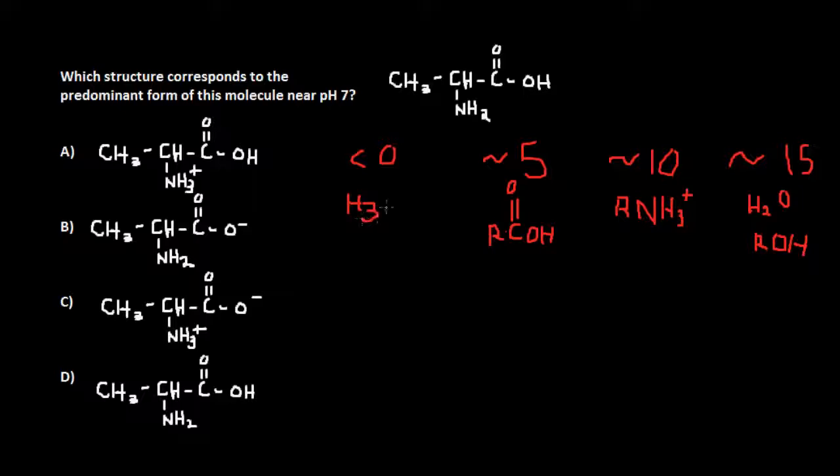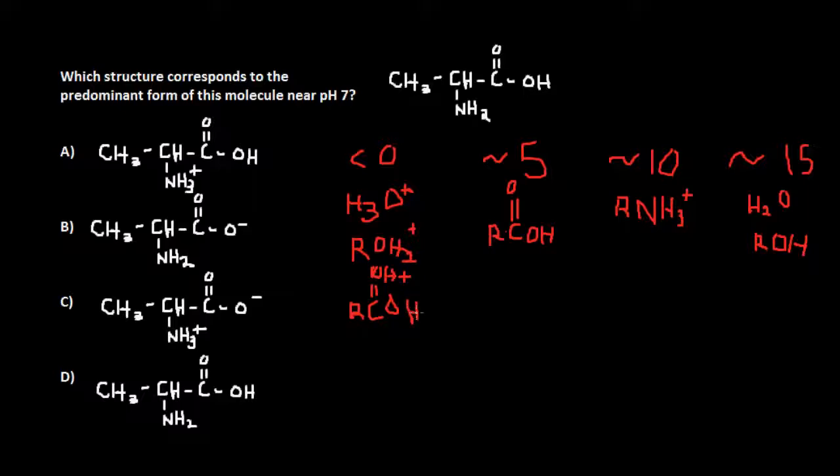H3O plus is going to be less than 0. So ROH2, protonated alcohol, less than 0. ROH2, positive charge. And then the protonated carboxylic acid, which we draw like this, RCO with H plus, positive charge here. So this table of pKa's you should basically have memorized.